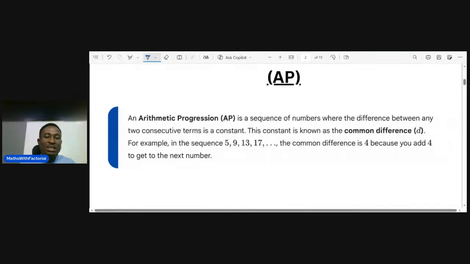How many terms do we have in this sequence? Who can tell me? It is 4: 5, 9, 13, and 17. Those are the terms we have in this sequence. Please follow me. It's very, very important because we are laying the foundation.